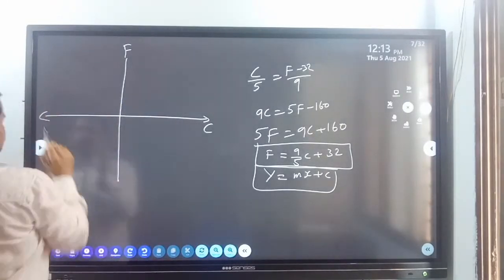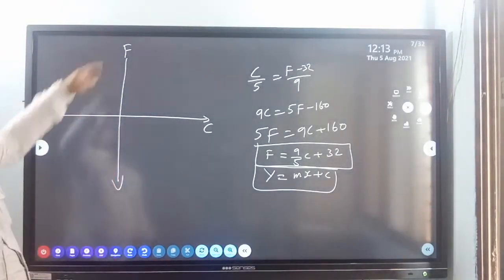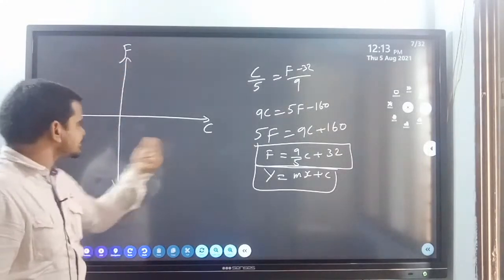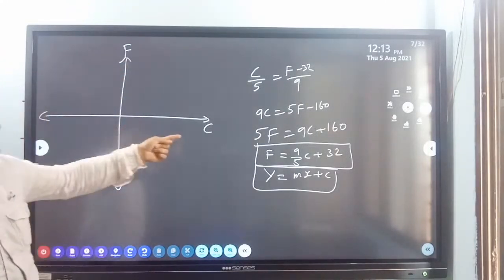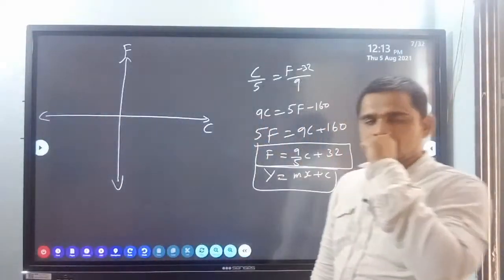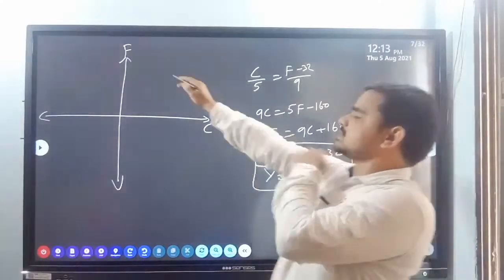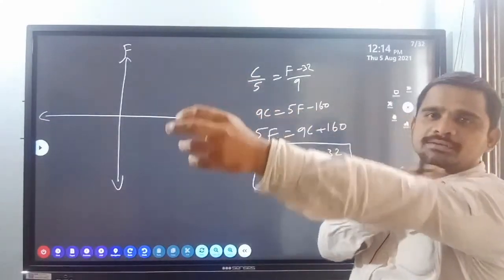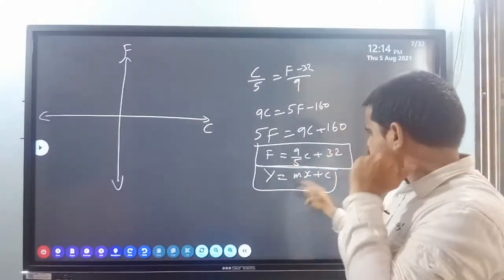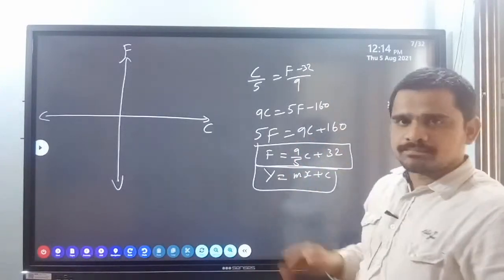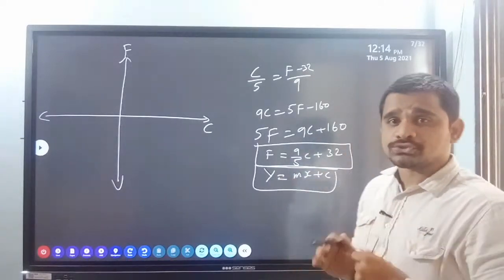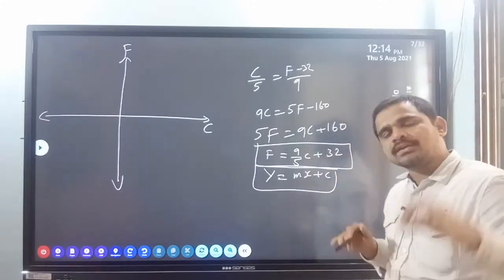This is the positive y-axis, everyone knows, I think so. This is the negative y-axis and this is the positive x-axis. This is the negative x-axis. On the x-axis I am taking C, degrees Celsius. On the y-axis I am taking F, degrees Fahrenheit. Understood here? Now my task is to draw the graph between these two. By seeing this, I can confirm that it is a straight line.